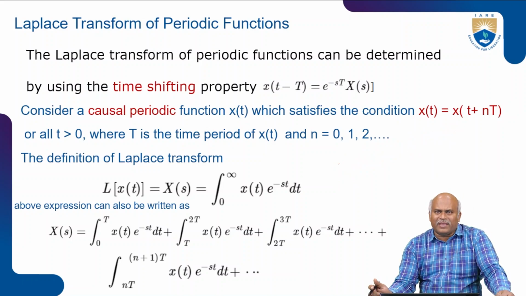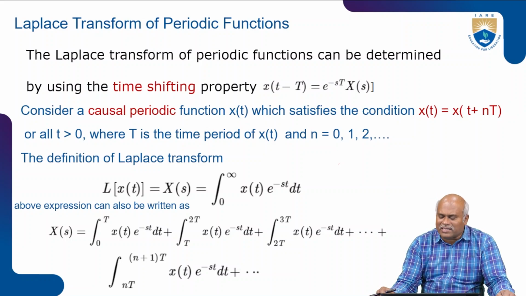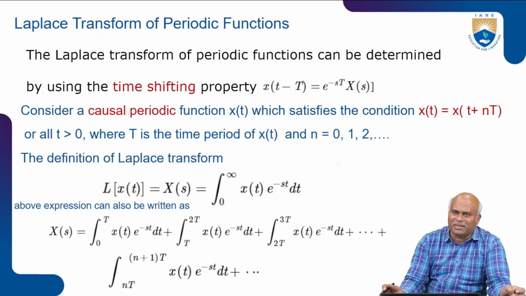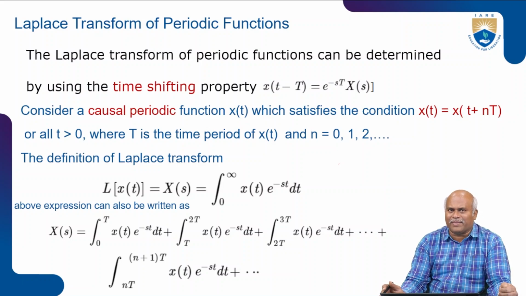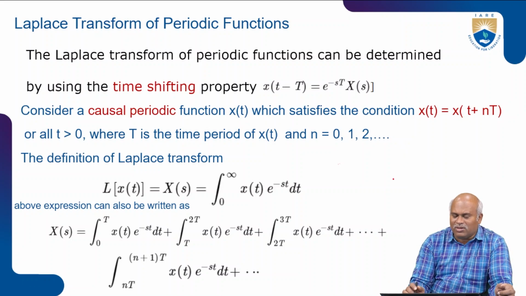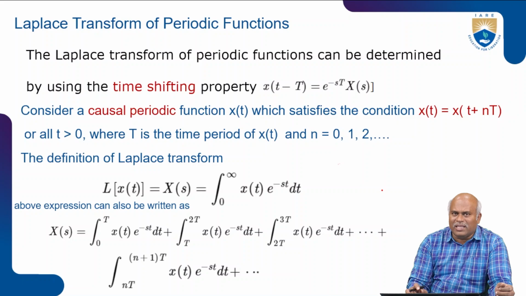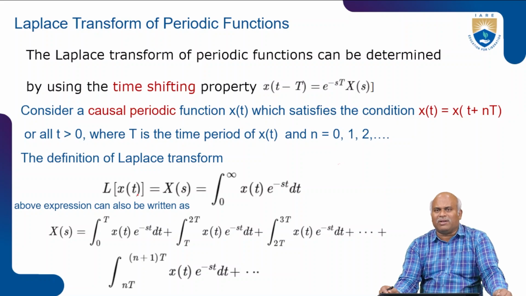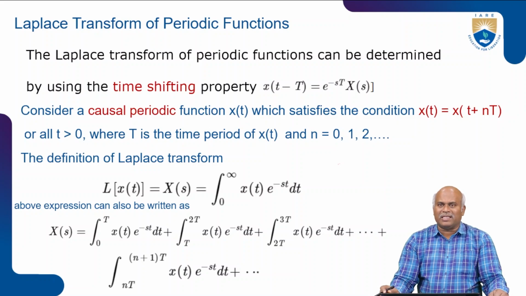In this case I consider a causal periodic function x(t) which satisfies the condition x(t) is equal to x(t plus nT) for all values of t greater than 0, where T is the time period of x(t) and n is equal to 0, 1, 2, 3, 4 up to infinity. By the definition of the Laplace transform, the Laplace transform of x(t) is equal to X(s), equal to integration from 0 to infinity x(t) e power minus st dt.